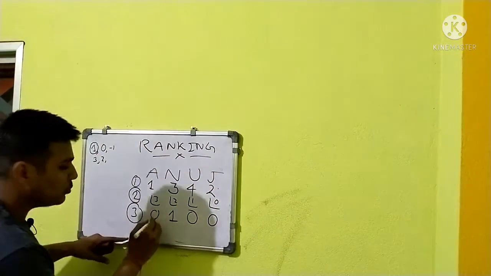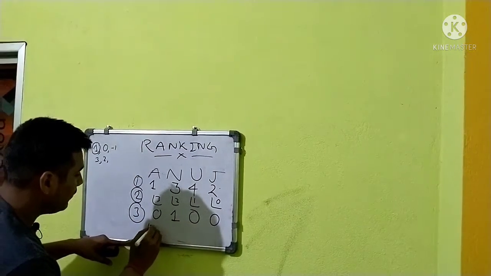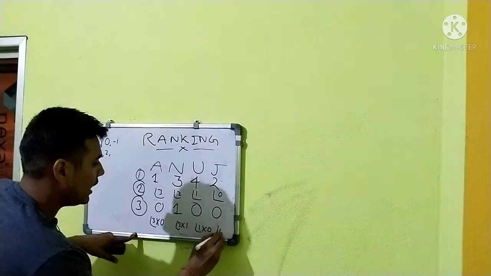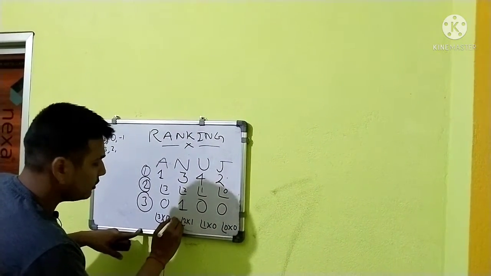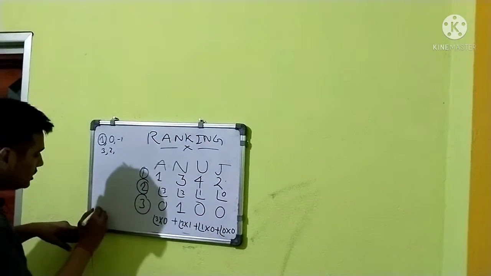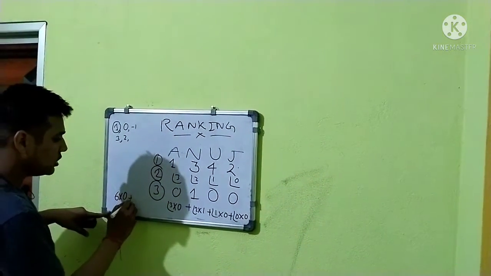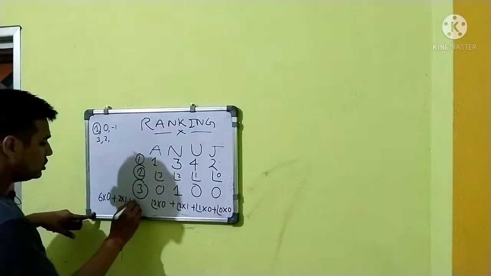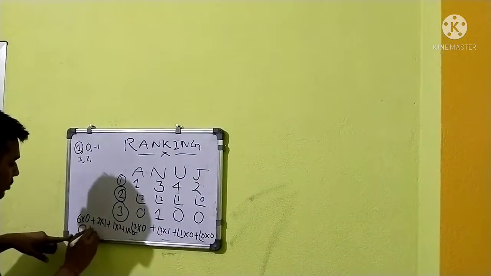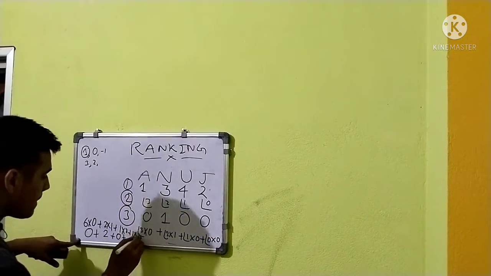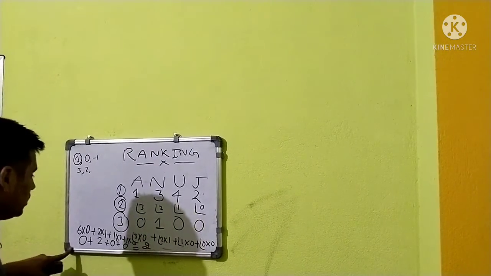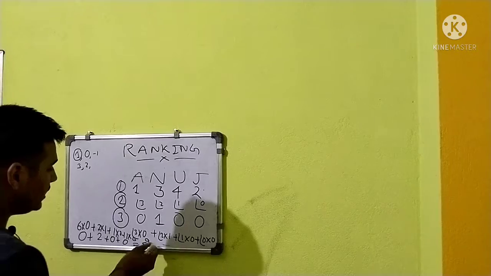After that, you will have to multiply, that is 3 factorial into 0, 2 factorial into 1, 1 factorial into 0, 0 factorial into 0. And in the middle of them, you will have to give a plus sign. Okay. Now let us solve. 3 factorial is equal to 6. 6 into 0 plus 2 into 1 plus 1 into 0 plus 0 factorial into 0: 0 plus 2 plus 0 plus 0. So what will you get as the result? 2. So you get the result 2.